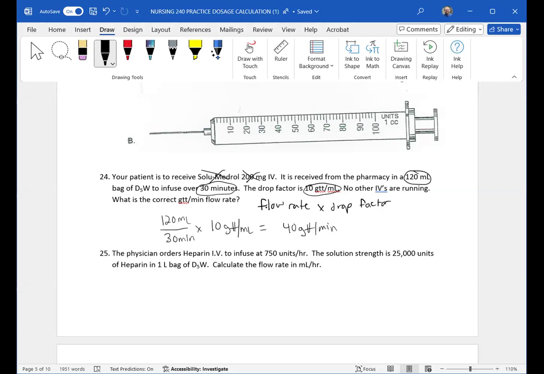One more time, I'm sorry. Can you repeat? If they give the drop factor, then it's going to be by minute, right? Right. If they give you the drop factor, and they don't tell you anything else, then they're typically looking for drops per minute, so the GTT per minute. If they do not give you the drop factor, they're probably looking for flow rate, which is ml per hour. Okay, that's good to know.